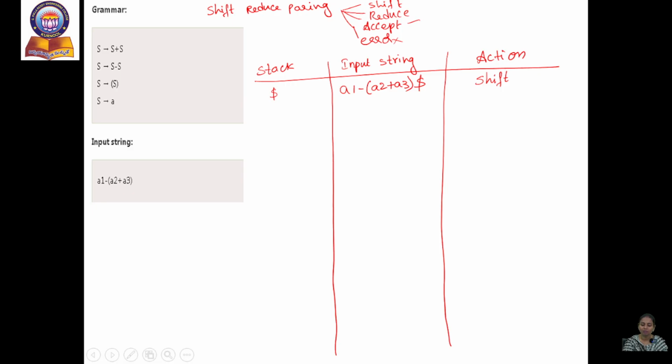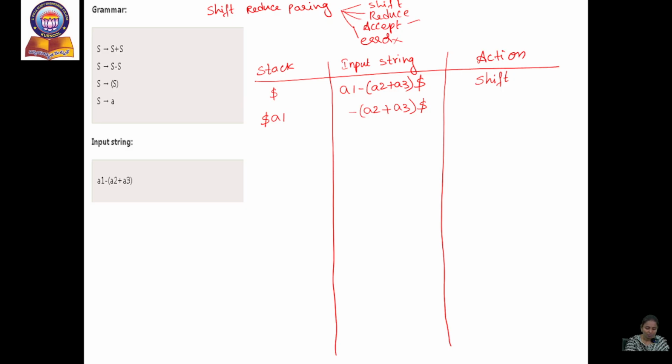Shift is nothing but the leftmost part of the input string being shifted onto the top of the stack. So now dollar should be there and A1 will be shifted onto the top of the stack, and the remaining string can be written as usual: A2 plus A3 and dollar. Now in the given grammar, I'm going to check whether A1 can be reduced with any of the productions or not.